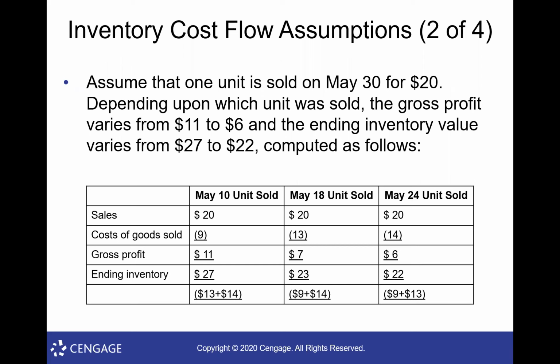All right, so you can see how they broke this down. If we sold the May 10th unit, let's say no matter what, we're selling it for $20. So if we sold the unit we purchased on May 10th, our sales were 20, our cost of goods sold were 9, giving us a gross profit of 11 and an ending inventory of 27, which would be the $13 and the $14 unit. If we sold the May 18th unit, it's going to be different, right? Pretty significantly different, our gross profit. So herein lies the need for us to come up with a good estimate.